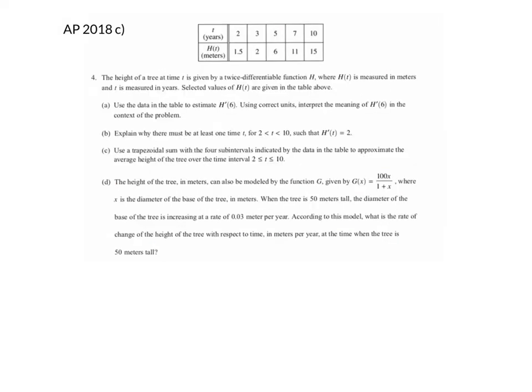Okay, so in this last group, you'll be expected to not only use some tricky area approximation like trapezoids and midpoints, but also possibly make some conclusions about how to set up these integrals. So it says in this problem, the height of a tree at time t is given by a twice differentiable function h, where h is measured in meters and t is measured in years. Selected values of h are given in the table above. Okay, so this table right here.